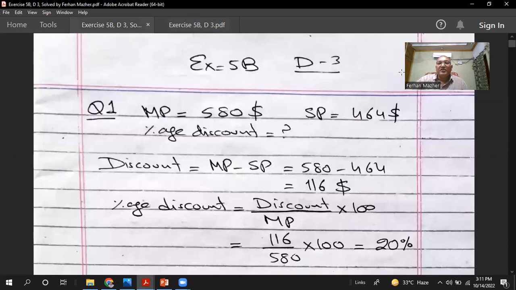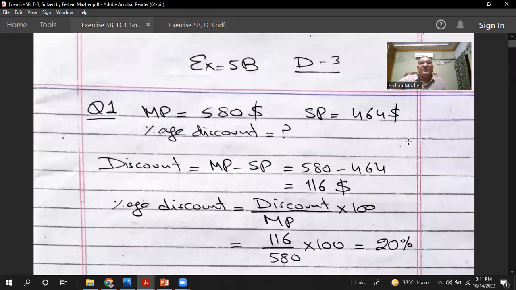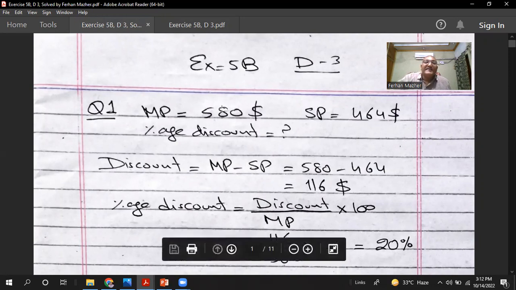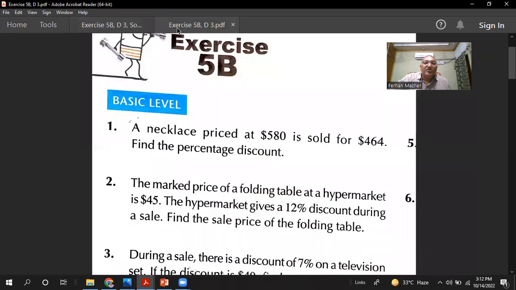So let me show you. On your screen, the solution is showing up. The mark price is $580. The sale price is $464. Discount is mark price minus the sale price, so it will be 580 minus 464. That will be $116. The actual question is to find out the percentage discount. The formula is discount divided by the mark price multiply 100. So the discount is 116 divided by 580 multiply 100 and you will get 80%. Sorry, 20%. So 20% is the answer. So this is how you will do question number 1.